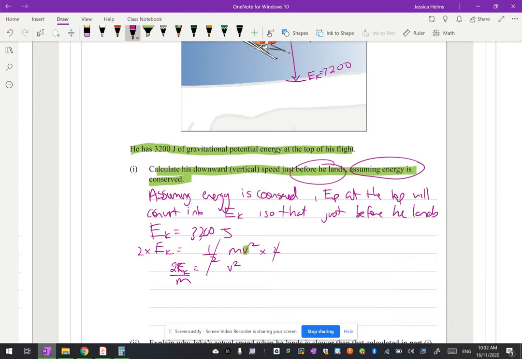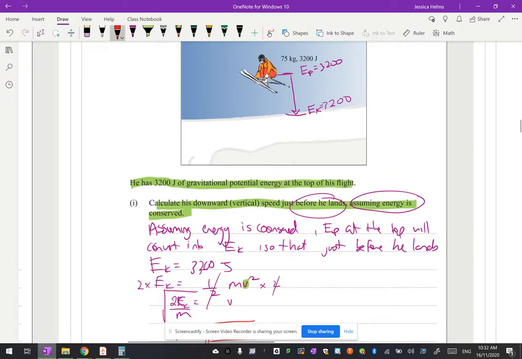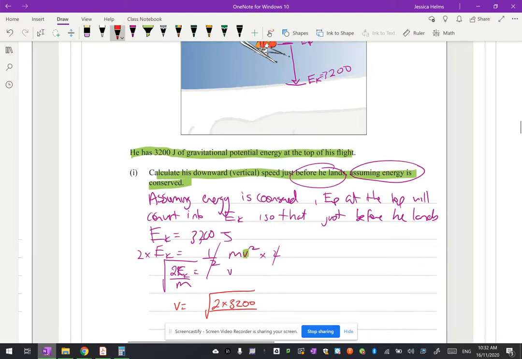And then let's get rid of the squared. The opposite of a square is a square root, so we have to square root everything on that side. So that means that v is equal to the square root of 2EK over m. Now we can actually write that in. So v is equal to the square root of 2 times 3,200 divided by his mass, which we know is 75 kilos, so 75.